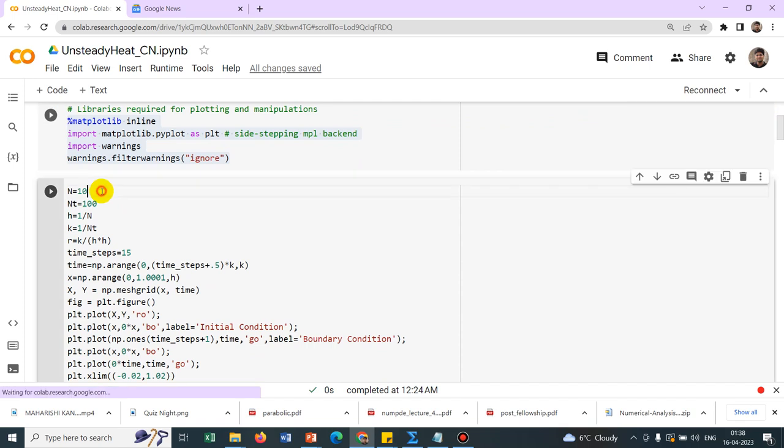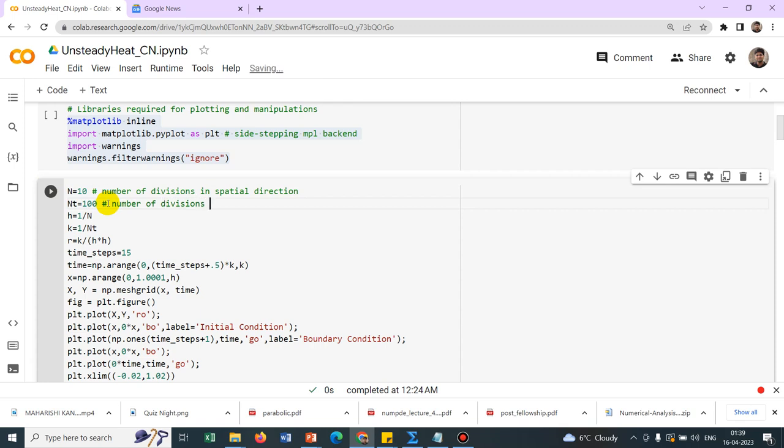Now, let me explain what parameters we need for writing this code. If I just comment it, n is the number of divisions in the spatial direction. As I have shown in my PowerPoint presentation, we have 10 divisions and 11 points. If you remember, 0 to 10, so 11 different grid points, and that is why we have 10 divisions. Similarly, in the time direction, that will be the number of divisions in the time direction. And h is each division in space. Sometimes we call it delta x.